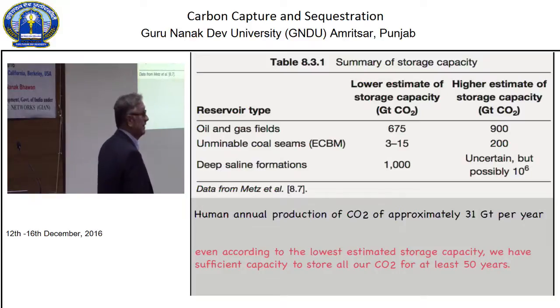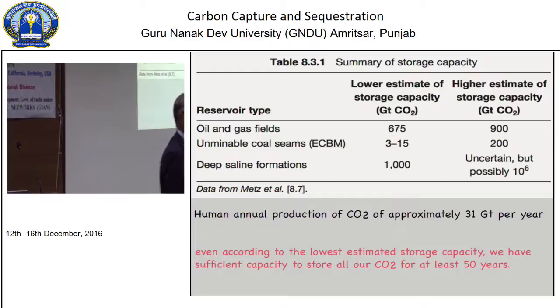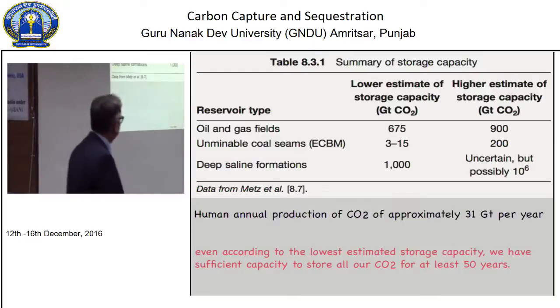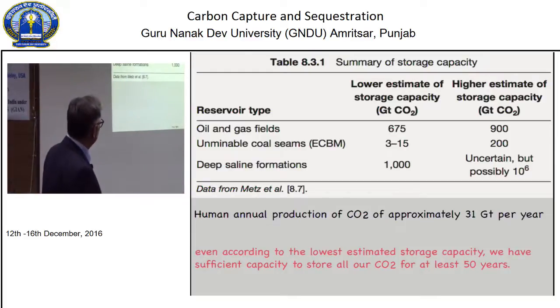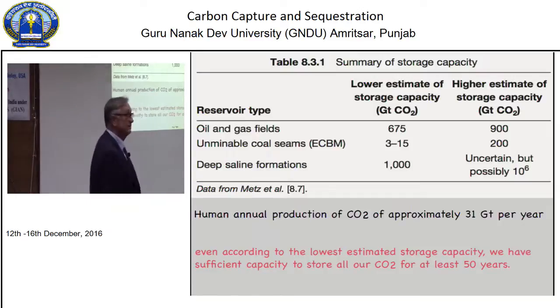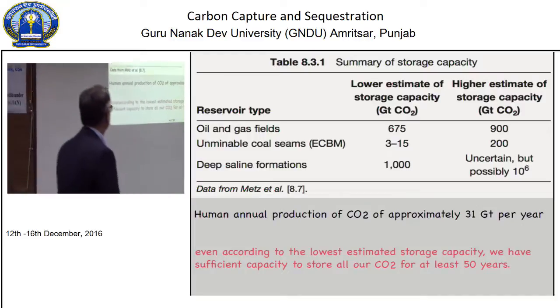The number of deep saline formations that exist in the Earth is unknown. But it's estimated that there could be a lot. So this number, which is 10 to the third, could be 10 to the sixth. So right now, the human annual production of CO2 is 31 gigatons per year. So you compare that number to these numbers, and the answer is, even with the lowest estimates of storage capacity, we have the capacity to store CO2 for a very, very long time.